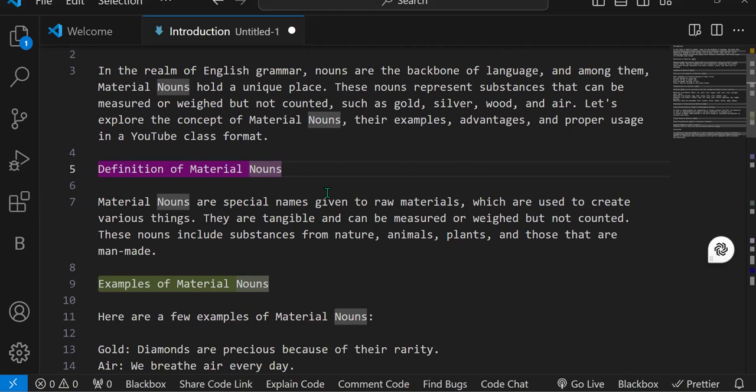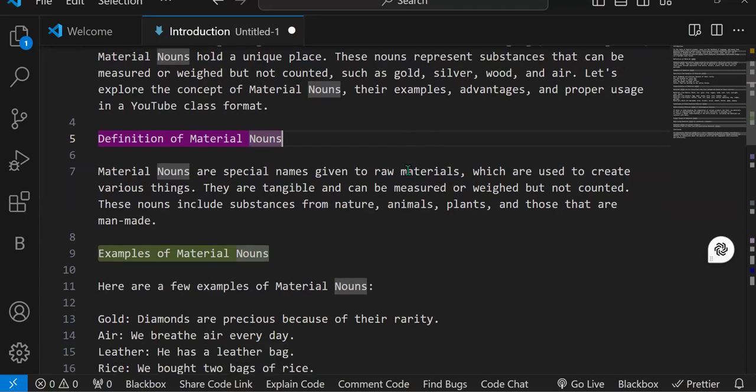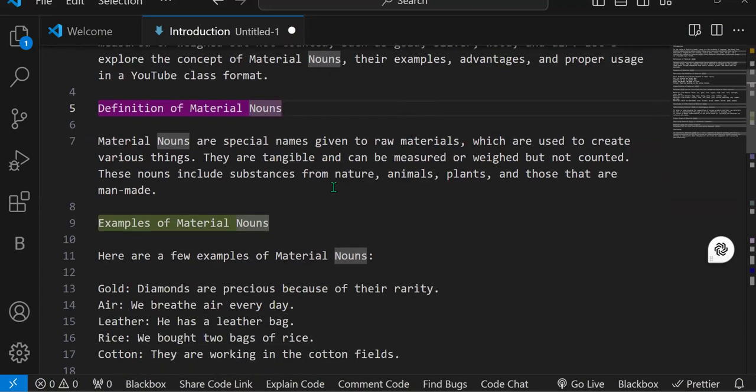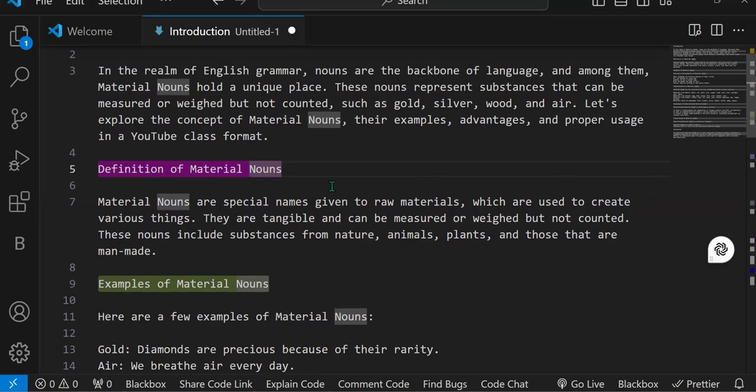So the definition of material nouns. Material nouns are special names given to raw materials. As I told you, raw materials like gold, silver, wood are all raw materials which are used to create various things. They are tangible, they can be measured or weighed, but not counted. These nouns include substances from nature, animals, plants, and those that are man-made. I hope you understand what material nouns are.